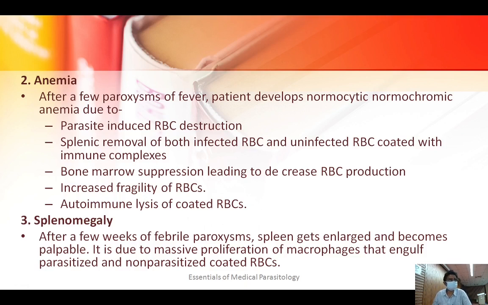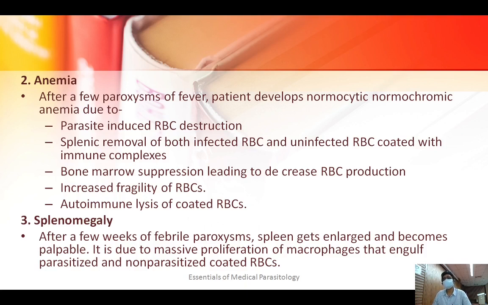Because as you all know, once an RBC is infected, there is lysis of the RBC, because the merozoites are released by lysis of the RBC, since the RBC cannot contain the ever-developing merozoites. At a certain point of time, it will give way and rupture. So because of the parasite-induced destruction of the RBC, anemia may happen. And because it is a parasitized RBC, it acts as a foreign body, which is removed by the spleen. The spleen is known to remove all the infected RBCs as well as uninfected RBCs which are coated by immune complexes. That is a function of the spleen.